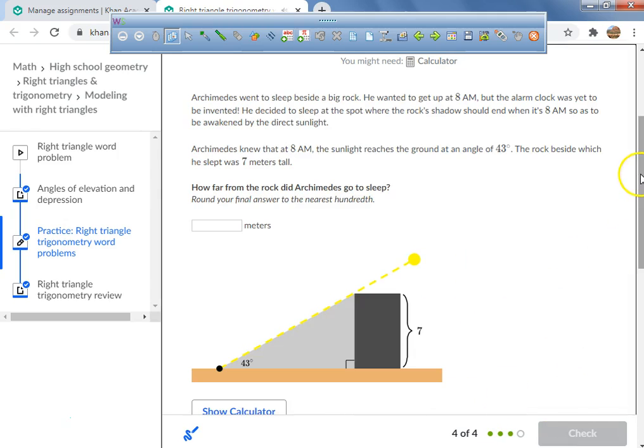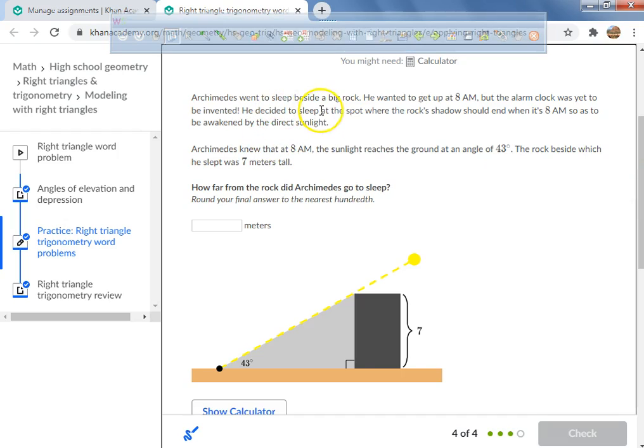Ooh, Archimedes went to sleep beside a big rock. He wanted to get up at 8 a.m., but the alarm clock was yet to be invented, unfortunately. He decided to sleep in at a spot where the rock's shadow should end when it's 8 a.m., so as to be awakened by direct sunlight. Ooh, smart dude. Archimedes knew that at 8 a.m. the sunlight reaches the ground at an angle of 43 degrees. The rock beside him is 7 meters tall. How far from the rock did Archimedes go to sleep? How far from the rock?